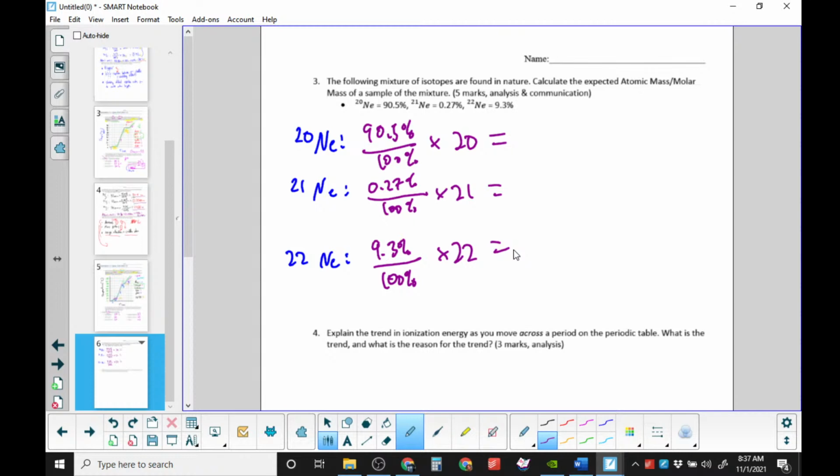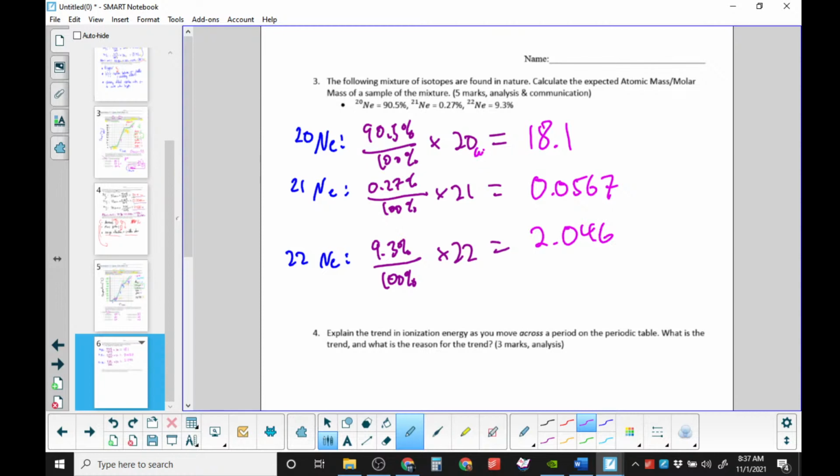And I don't know if I have those. I probably don't have those written down. So what was the first one? 18.1. Second one? And the third one? 2 point.